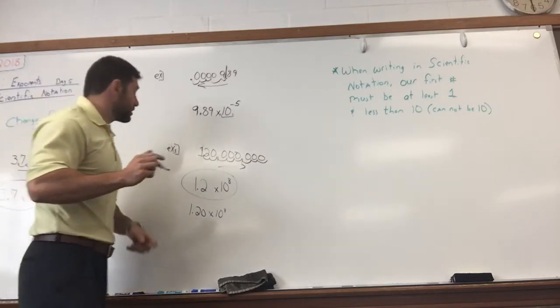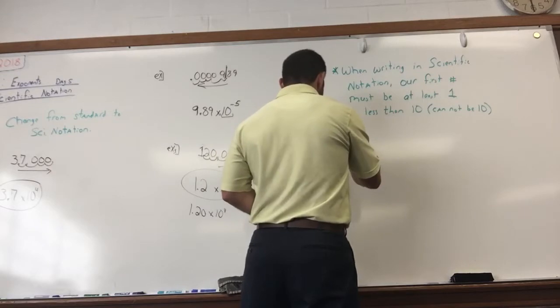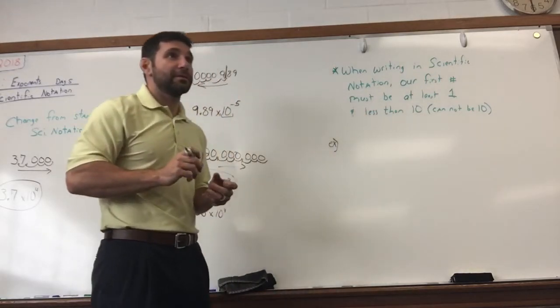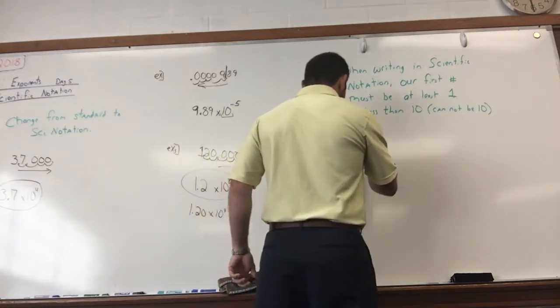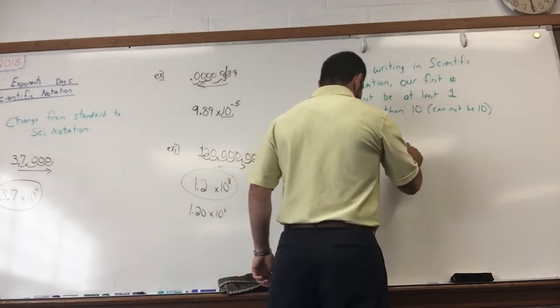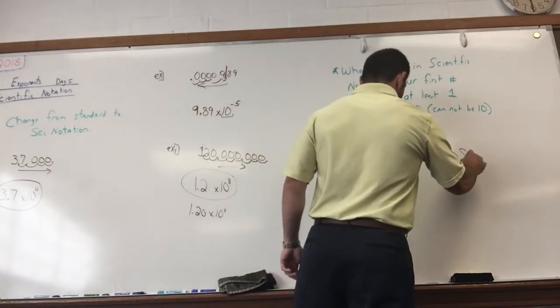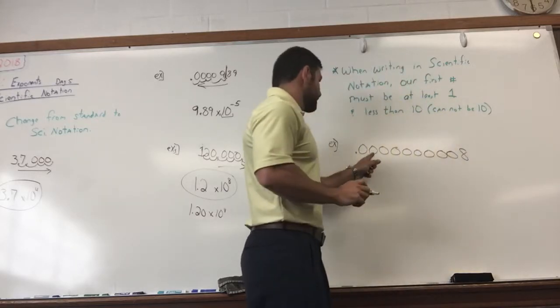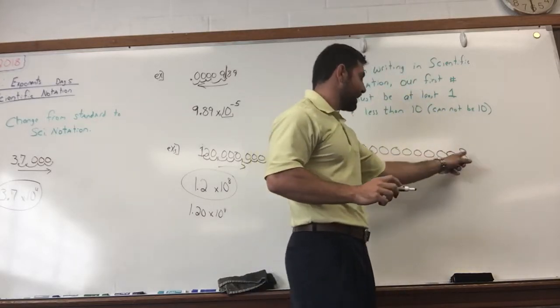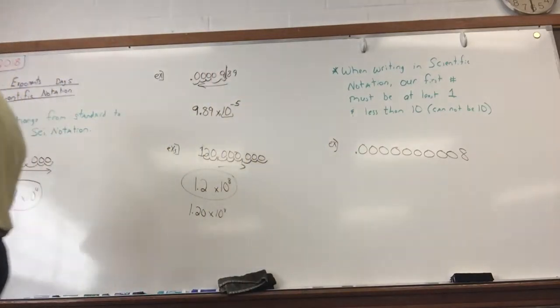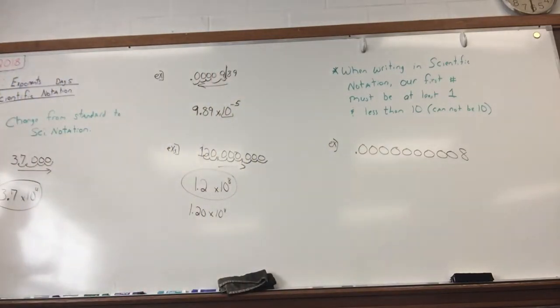Okay? So, let's try this one. Maddie, what's your favorite number? 8. 1, 2, 3, 4, 5, 6, 7, 8, 9, and then an 8. Go. Change it into scientific notation. This one's a little bit trickier.